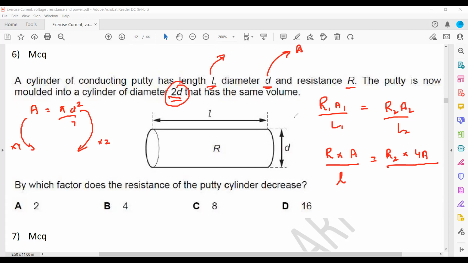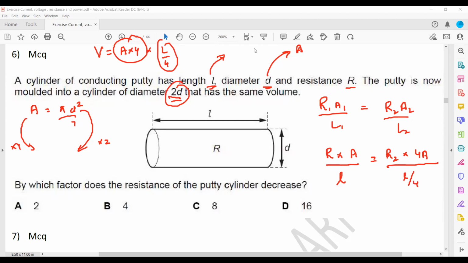And because it has a constant volume, if area is multiplied by 4, the length should be divided by 4 to keep the volume constant. The volume should not change. So what happened to the new length? The new length is divided by 4, so the new length is L by 4, or a quarter of L. Now we simplify this.